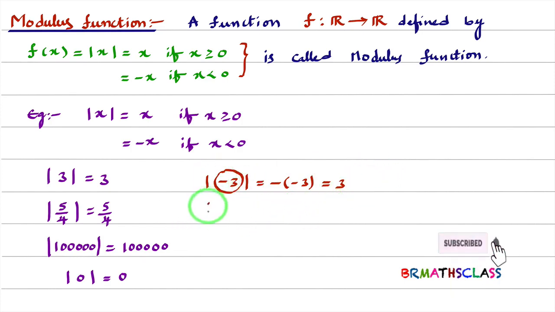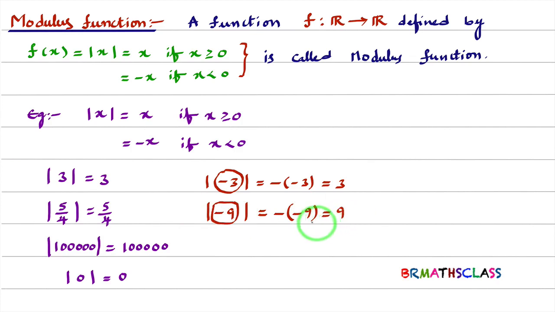So here modulus of minus 9 is there. What is modulus of minus 9? You observe this minus 9. Minus 9 is negative, correct? Yes, minus 9 is less than 0. When x is less than 0, modulus of x is minus x. What is x? In place of x here minus 9 is there. Minus of minus 9 is what? Plus 9. So modulus of minus 9 is plus 9.